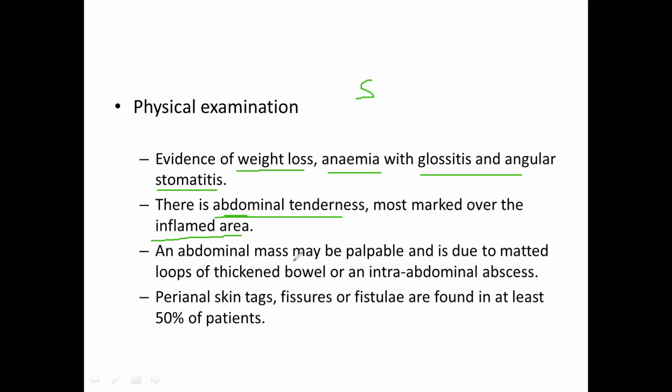Then an abdominal mass may be palpable, and this is due to matted loops of thickened bowel or intra-abdominal abscess. So some patients may have a palpable abdominal mass on abdominal examination, and that is mostly because of thickened bowel and intra-abdominal abscess. And then perianal skin tags, fissures, and fistula are usually found in at least 50% of patients.